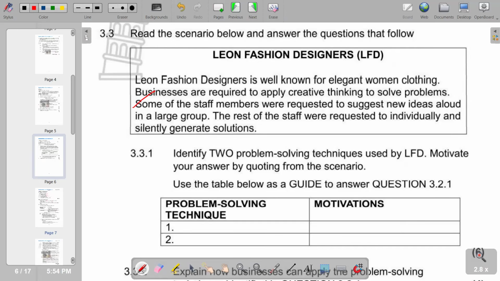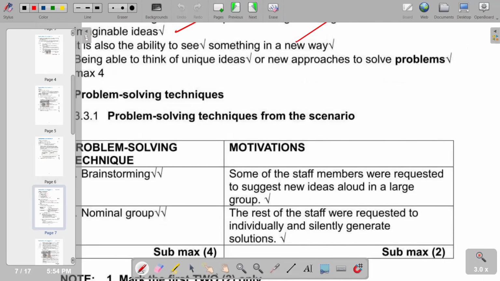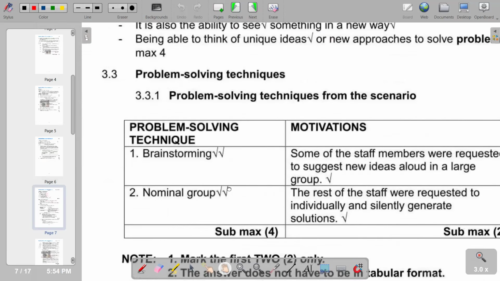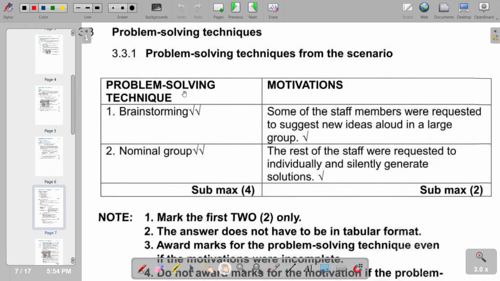Then if you move on to the next sentence, the rest of the staff were requested to individually and silently generate solutions. So you see that this is nominal group. We have that again articulated in another section in table form, where, under problem-solving technique, the first is brainstorming, which is motivated by what we have identified in the scenario. Also, we've got nominal group, also motivated with what we have identified in the scenario.